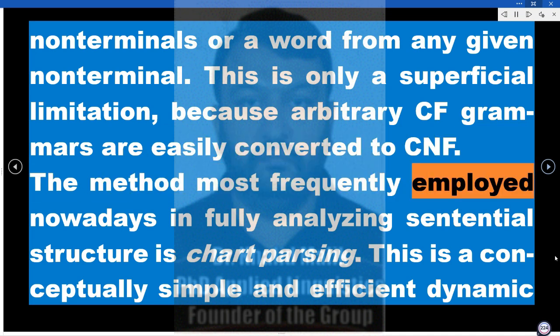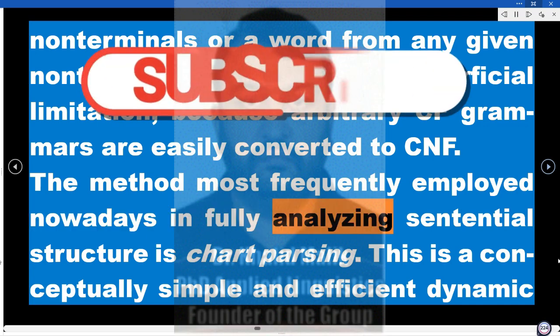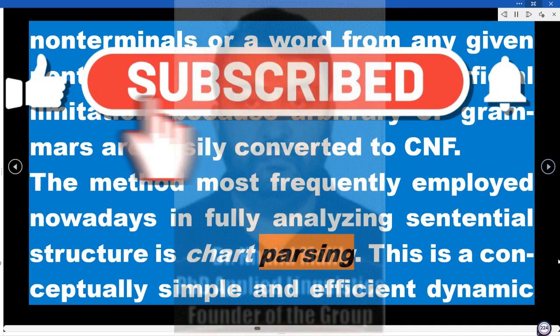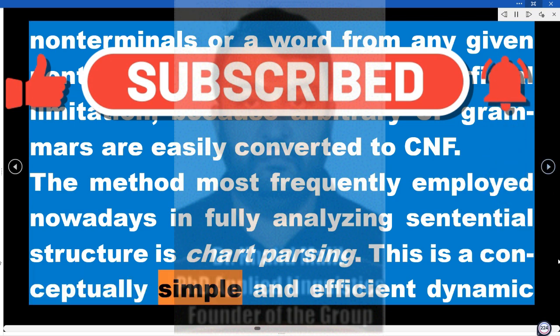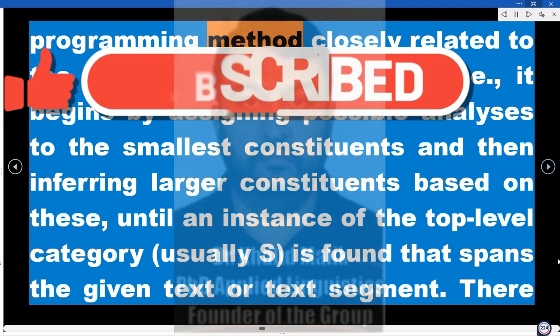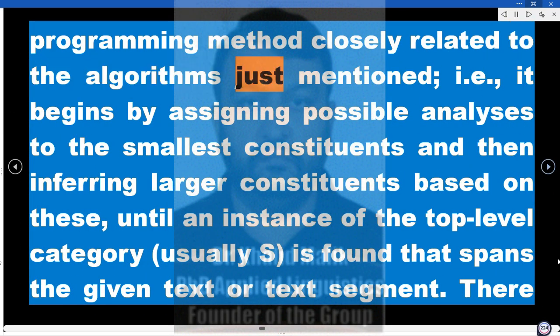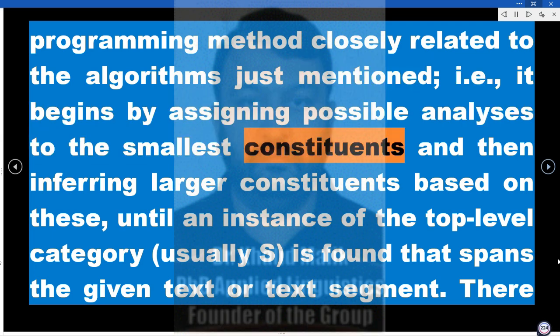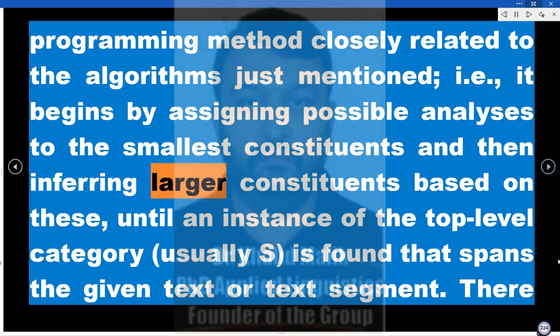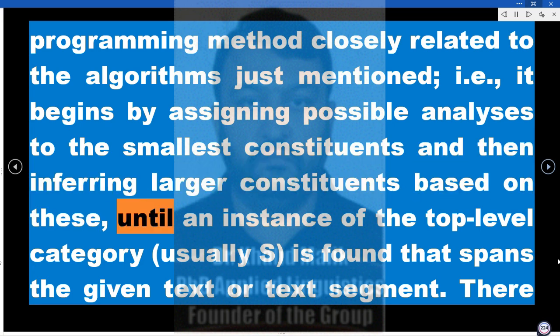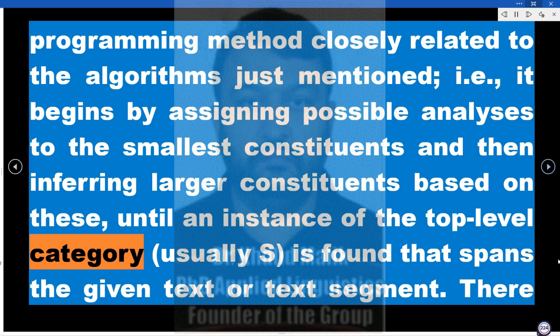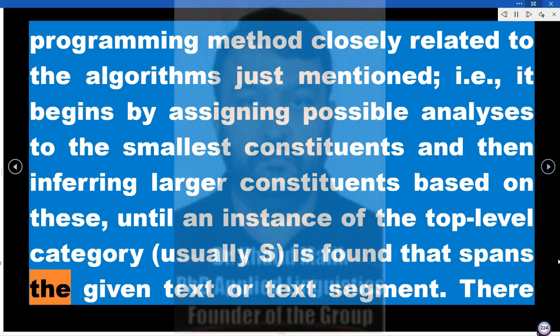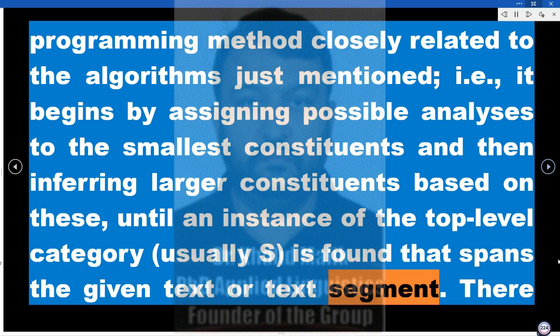The method most frequently employed nowadays in fully analyzing sentential structure is chart parsing. This is a conceptually simple and efficient dynamic programming method closely related to the algorithms just mentioned, i.e., it begins by assigning possible analyses to the smallest constituents and then inferring larger constituents based on these, until an instance of the top-level category, usually S, is found that spans the given text or text segment.